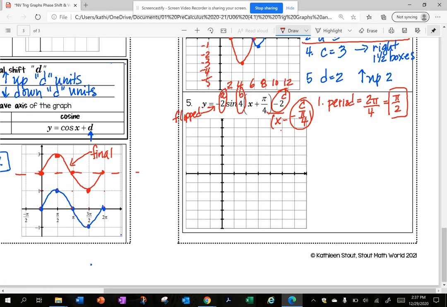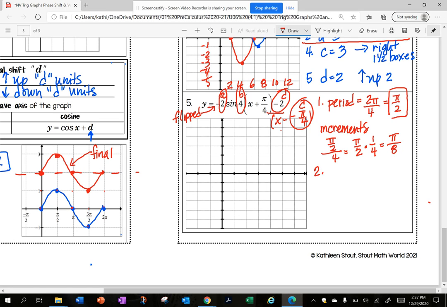Next, I want to know what my increments on the boxes are. So I want to take my period and divide it by 4. So this is pi over 2 divided by 4. So I flip and multiply. So this is pi over 2 times 1 over 4. So I multiply numerator times numerator. So pi times 1 is pi. Denominator times denominator. 2 times 4 is 8.